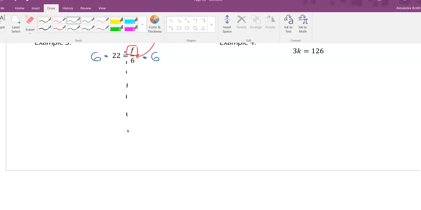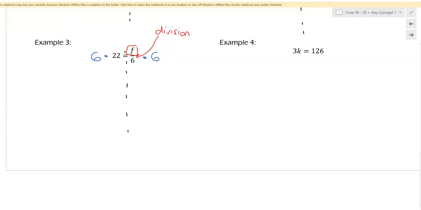Then 6 times 22 is 132. Again, feel free to use a calculator, but for the sake of time, you can trust me on that one. And then f divided by 6 times 6, those cancel out. So I'm left with that f. F is now alone on the right side, so f is 132. Done.